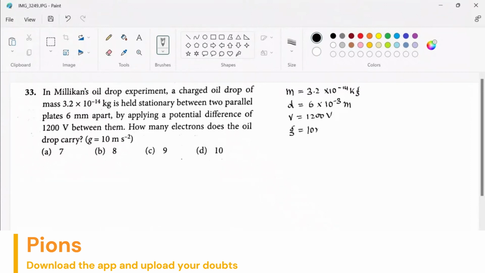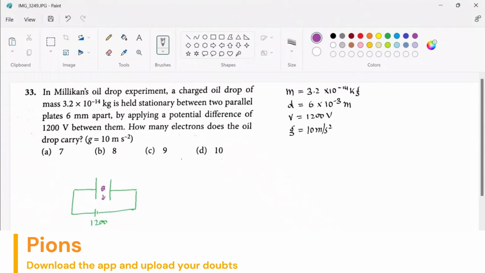So in case you have not understood what the problem is, the question says that you have two plates. Let's say these are two metallic plates, and you have connected them to a battery. What's the voltage of this battery? 1200. And you have taken a small oil drop here. Now this oil drop is not falling down. Why is it not falling down?